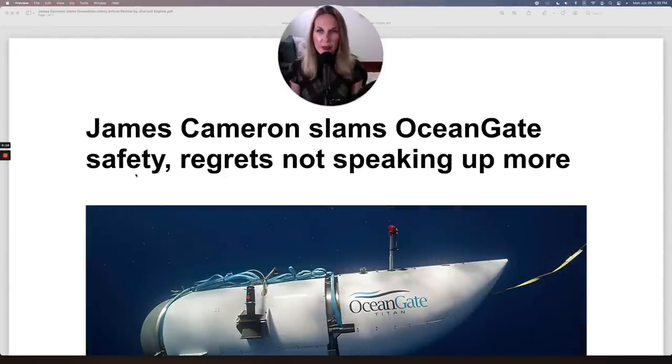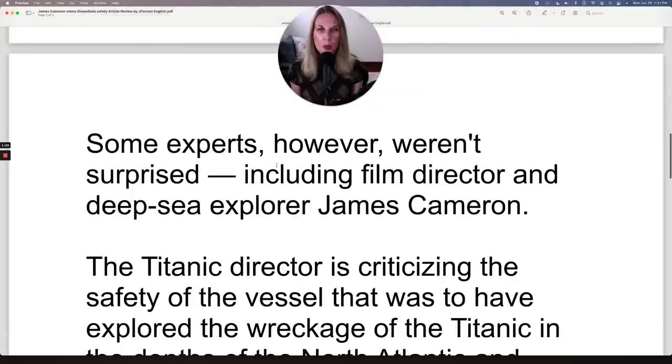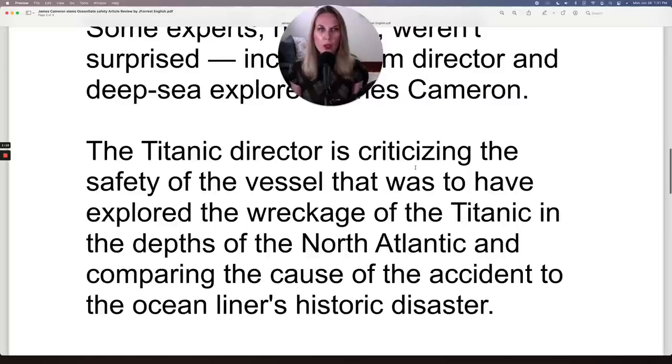James Cameron slams OceanGate safety, regrets not speaking up more. A catastrophic pressure implosion killed all five passengers aboard the Titan submersible, the U.S. Coast Guard said Thursday, somberly solving a mystery that had captivated the public all week. Some experts, however, weren't surprised, including film director and deep sea explorer James Cameron. The Titanic director is criticizing the safety of the vessel that was to have explored the wreckage of the Titanic in the depths of the North Atlantic and comparing the cause of the accident to the ocean liner's historic disaster.